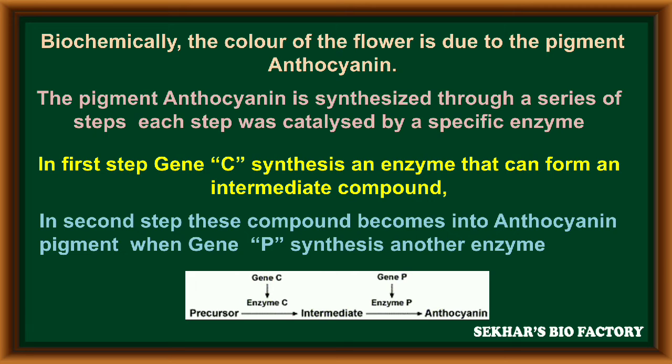That means for the synthesis of anthocyanin pigments, both gene C and gene P are required. Only if both genes have at least one dominant allele does the flower color become purple. It is called complementary genes.